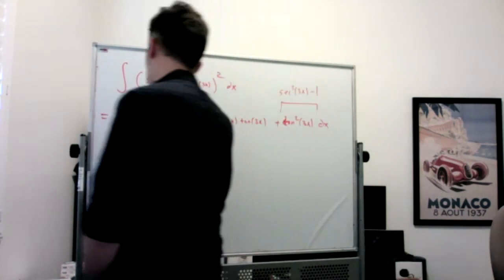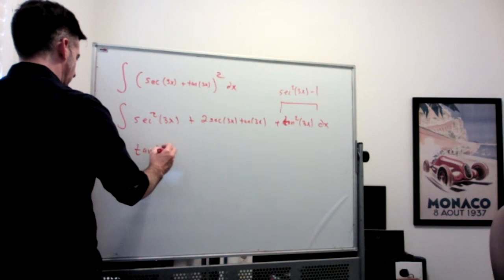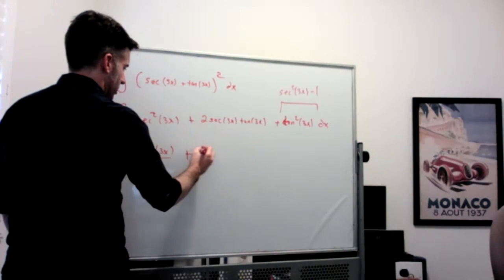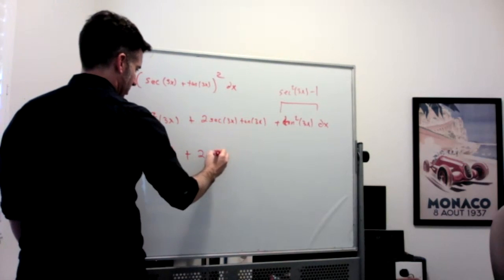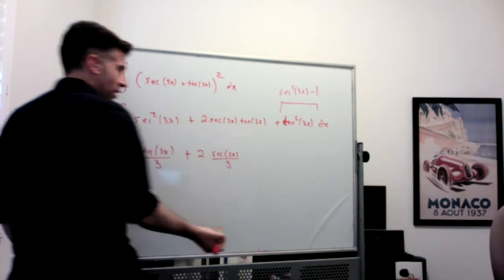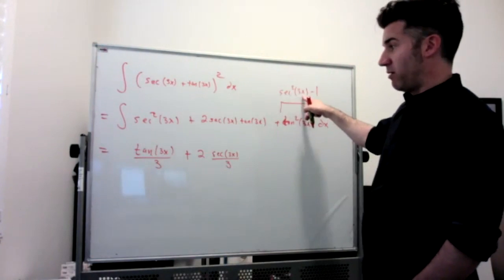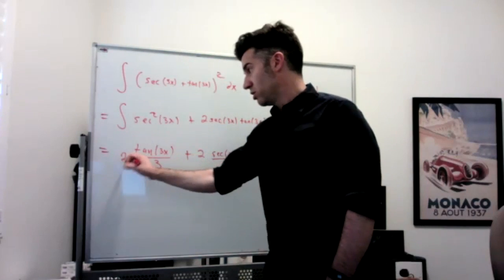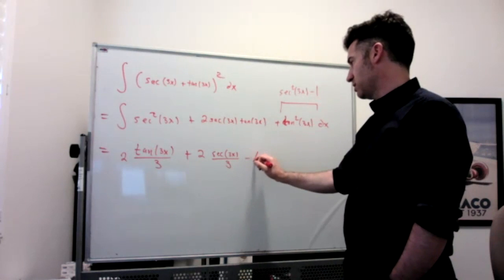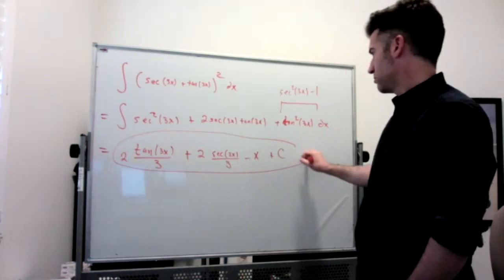So in fact, what we get here is the integral of secant squared of 3x, which is tangent of 3x divided by 3, plus 2 times the integral of secant of 3x tangent of 3x, which is secant of 3x divided by 3. And then the integral of secant squared of 3x again is tangent of 3x divided by 3. So I guess I can just write this as 2 tangent of 3x divided by 3. And then the integral of minus 1, which is minus x. That's it.